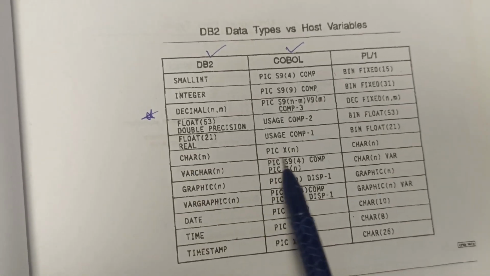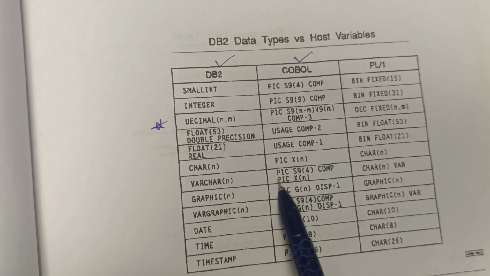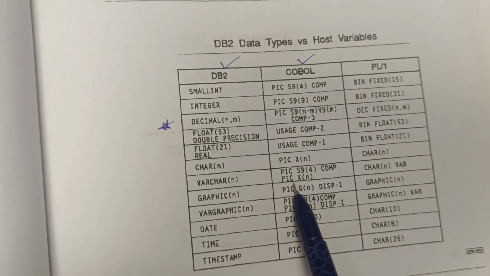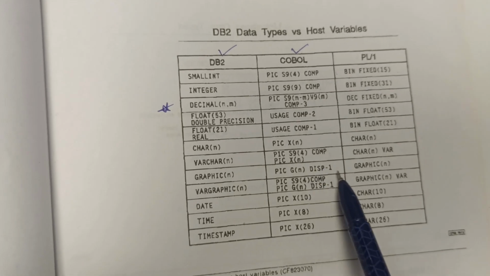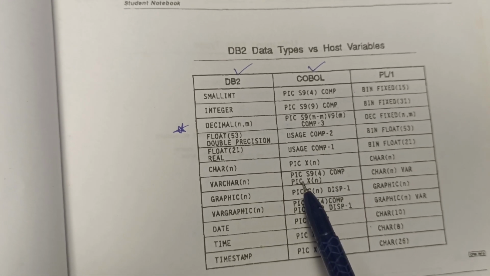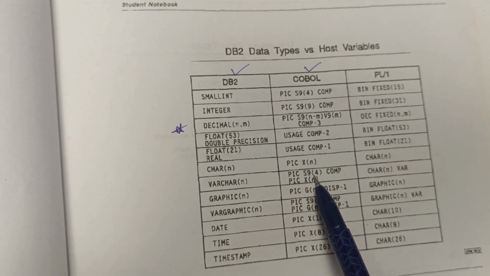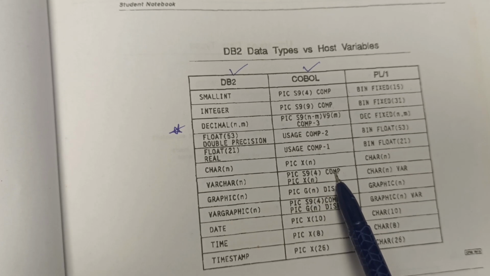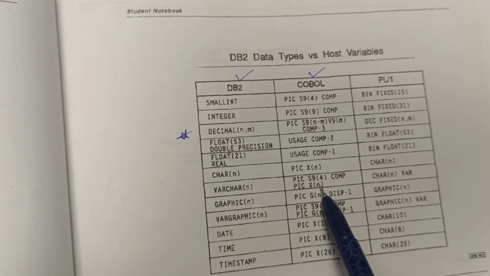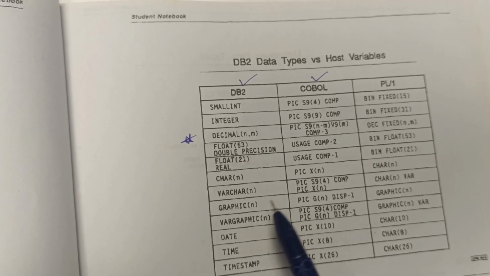Similarly, for CHAR we define X(n), and for VARCHAR we define S9(4) COMP and X(n). We have to define both values. We will see how to define the CHAR and VARCHAR in the COBOL structure. We must use both because the S9(4) COMP indicates the length of the field, and X(n) is the actual text, whatever value you are going to pass.